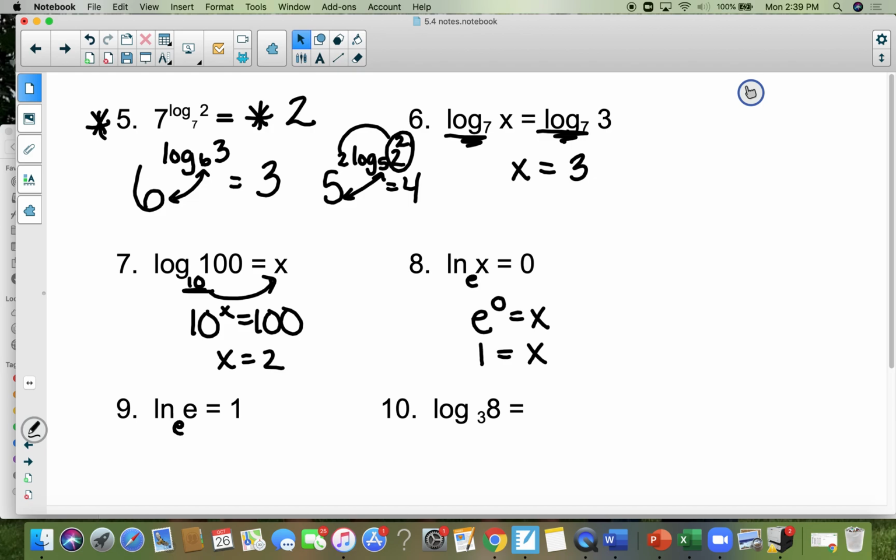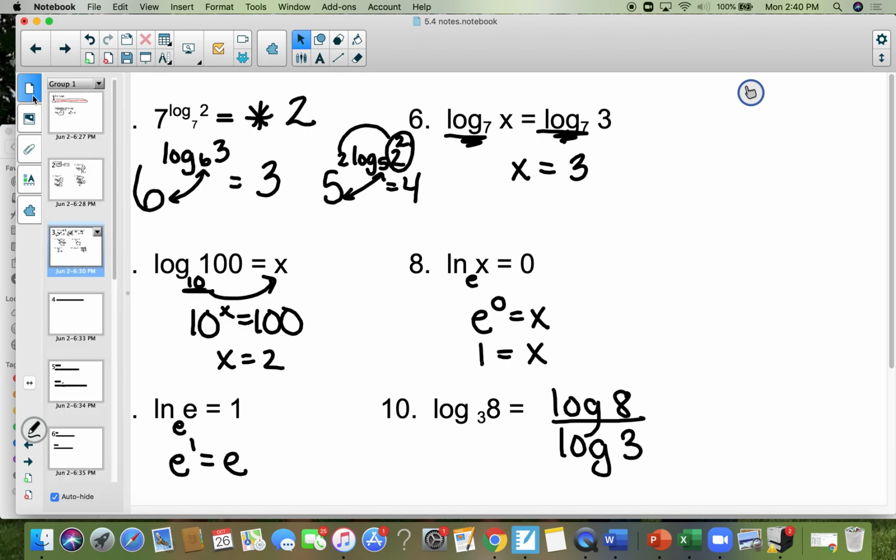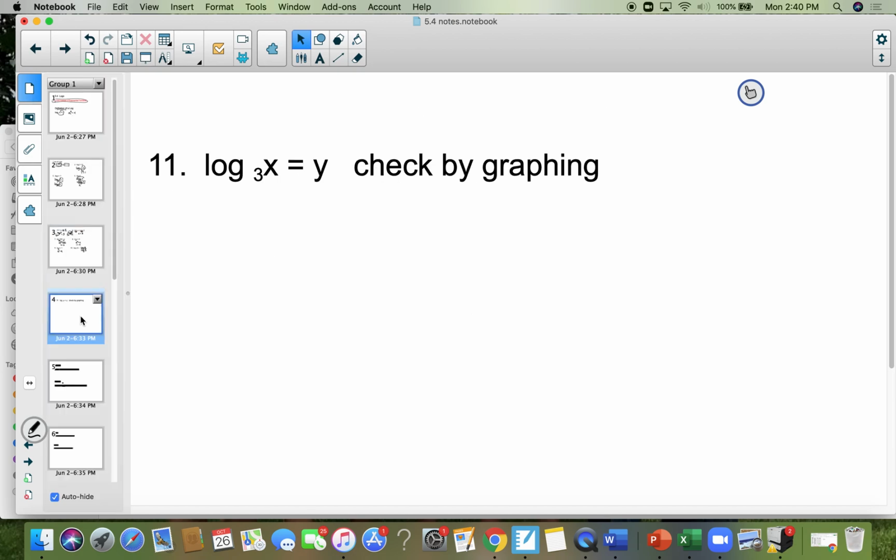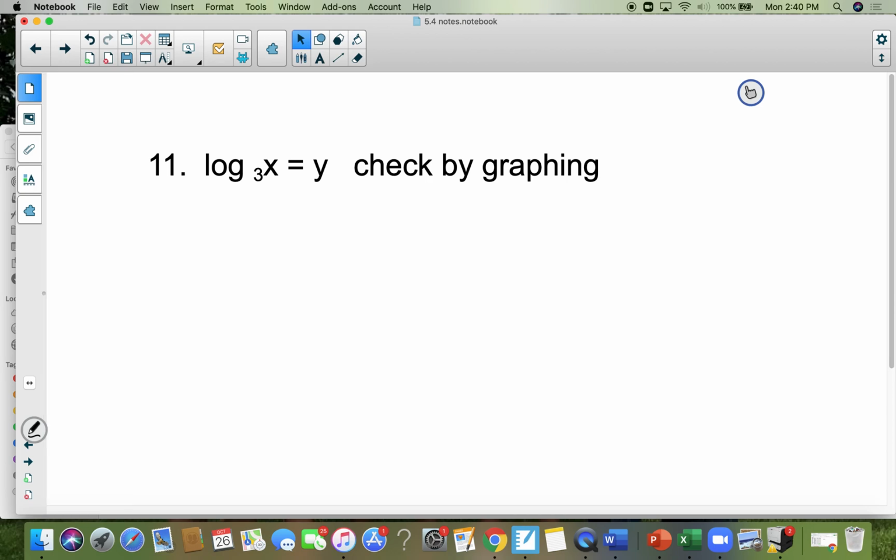And if there's a little e here, e to the first must equal e. And if you wanted to change the base, it's the log of the bigger number, 8, over the log of 3. And your calculator can do the log of 8 divided by the log of 3. And then the log base 3 of x equals y.